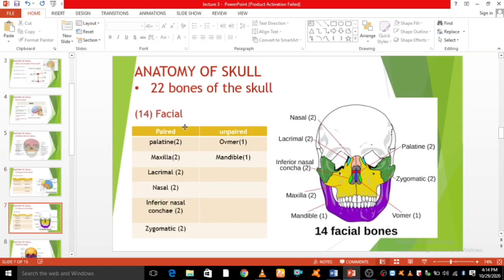Facial bone. We have also facial bone. The facial bone of the skull form the upper and lower jaw, the nose and nasal cavity and nasal septum, and the orbit. The facial bone include 14 bone, and the pair bone we have palatine, maxilla, lacrimal, nasal, inferior nasal concha, zygomatic, and the unpair are vomer and mandible.